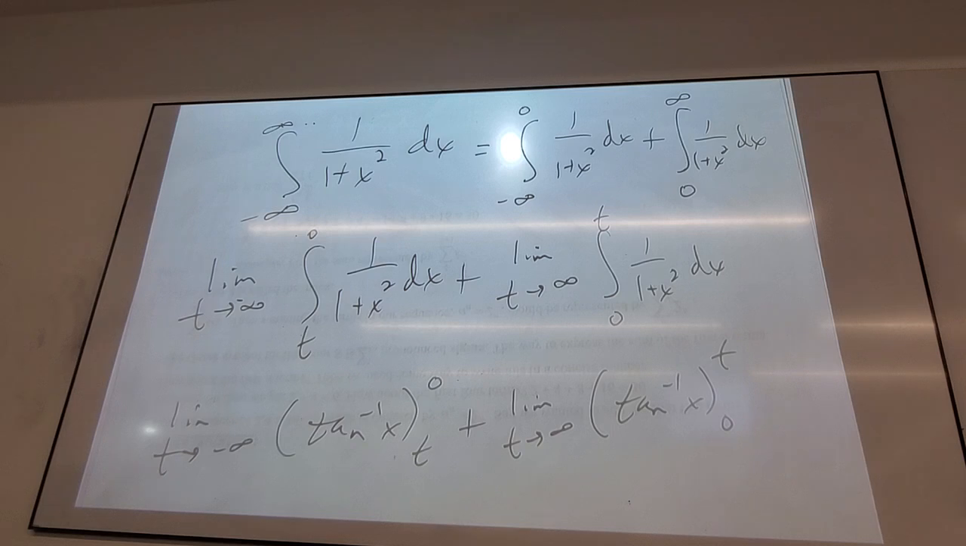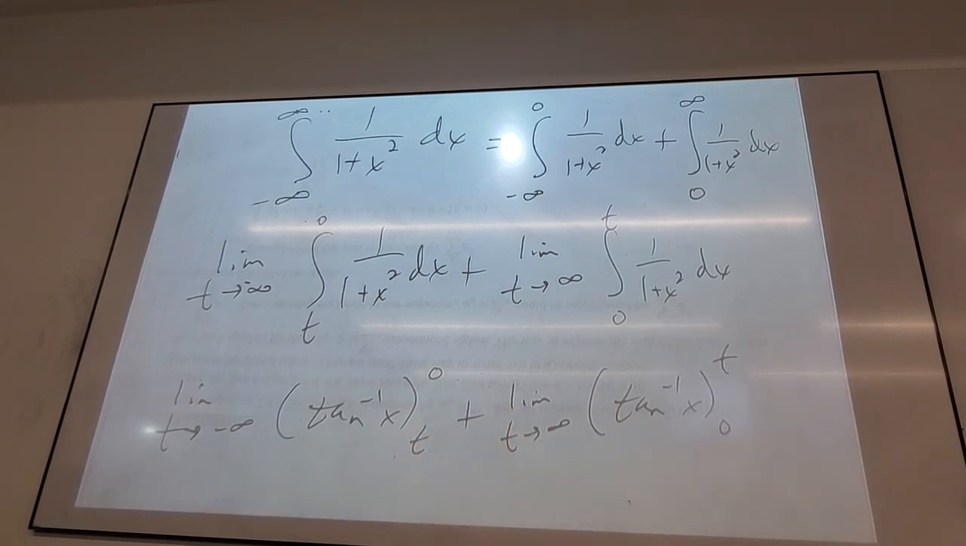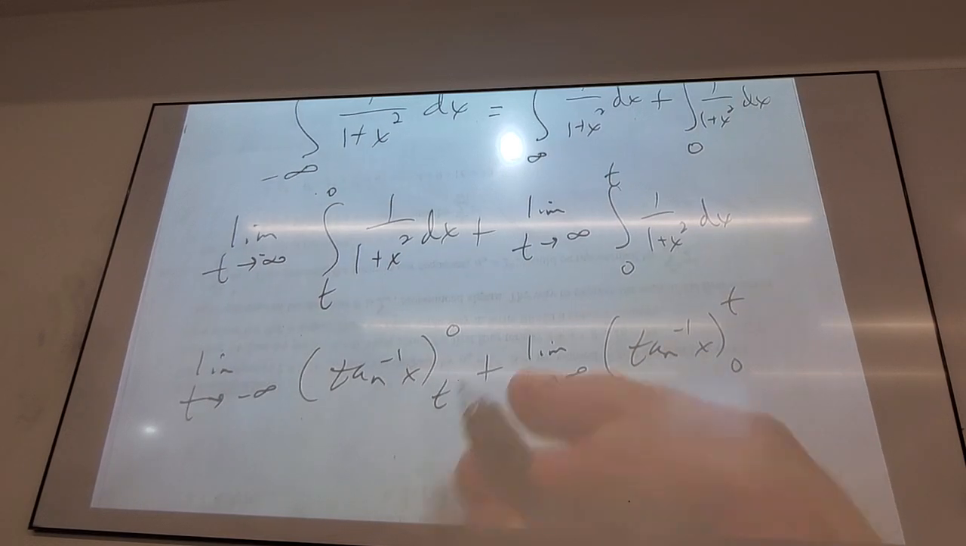Because otherwise, what's the next thing I'm going to do right here? I'm going to plug a 0 in, I'm going to plug a t in, and of course, if I had left infinity here, I cannot plug infinity into a function. But I can plug t in and then let that go to infinity. That I can do.